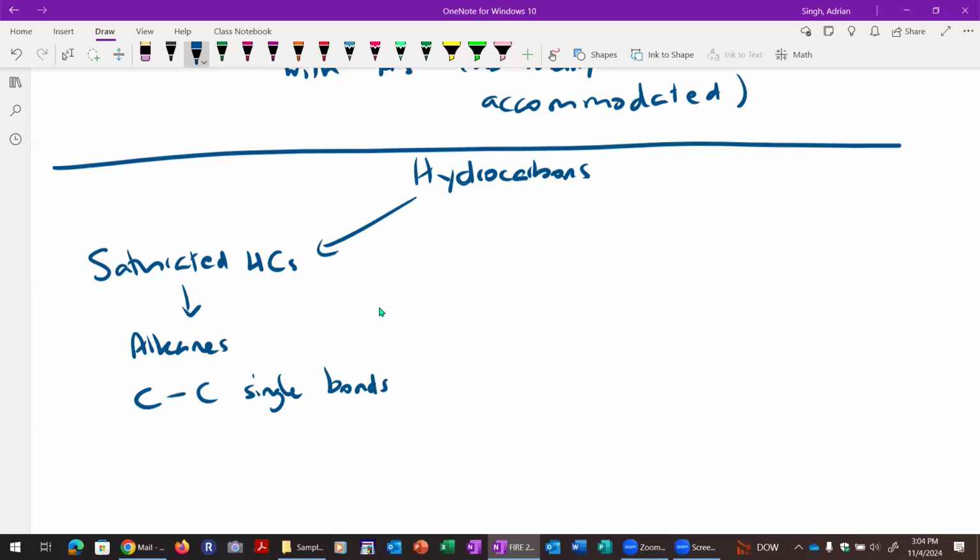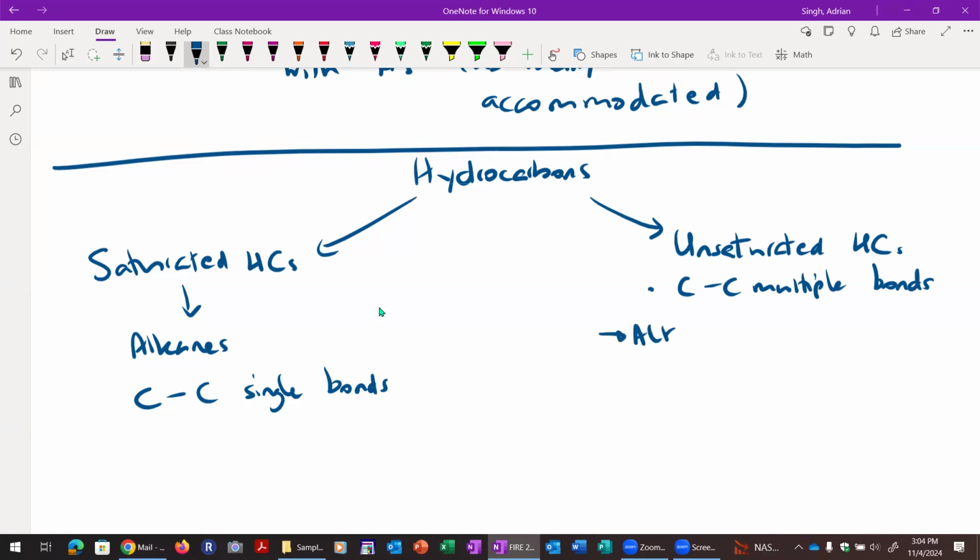What we're going to see now is a much broader category called unsaturated hydrocarbons. These are going to be characterized by having carbon-to-carbon multiple bonds. So we'll just introduce all of these now, and then we'll take a look at some examples. So we have what are called alkenes, and these contain carbon-to-carbon double bonds, so two lines between the carbons.